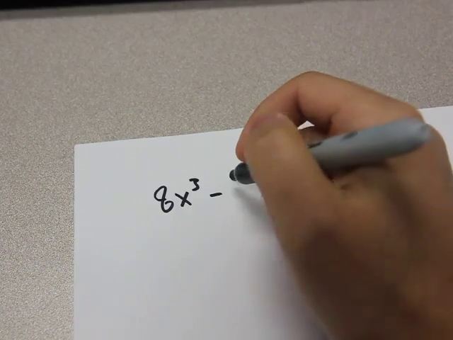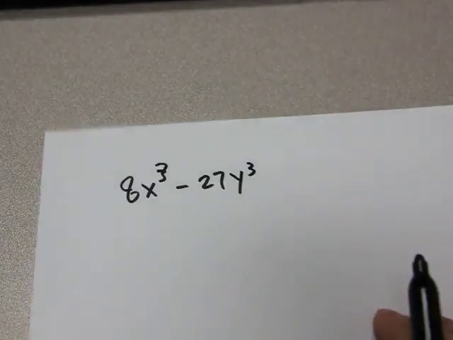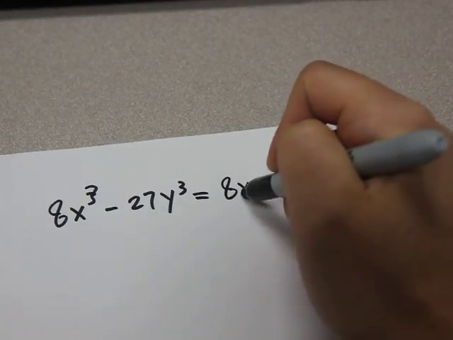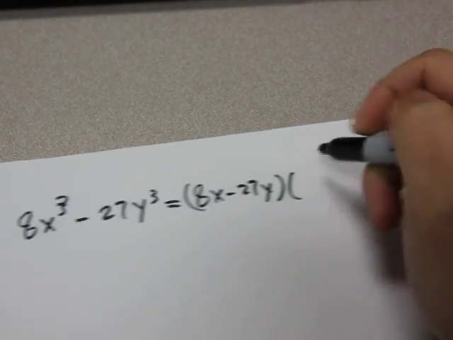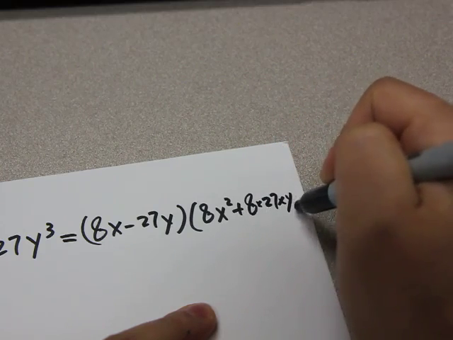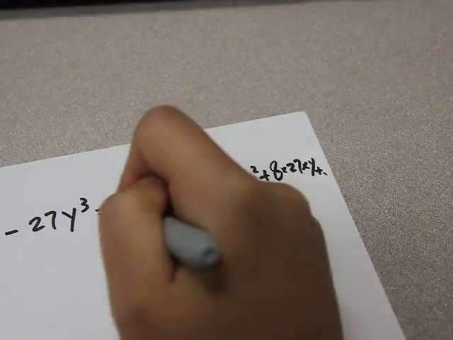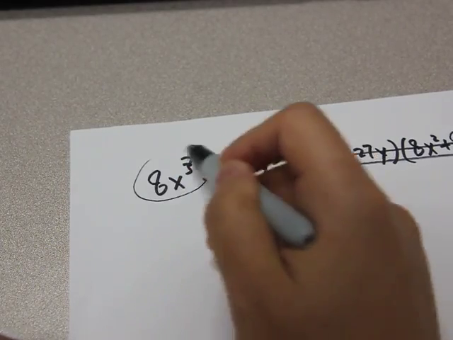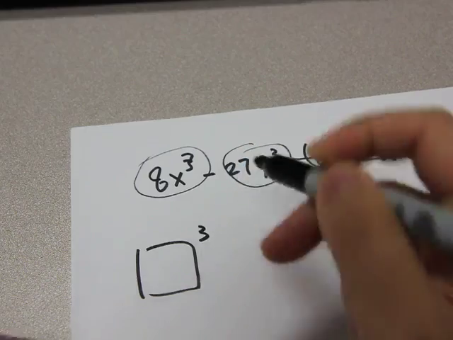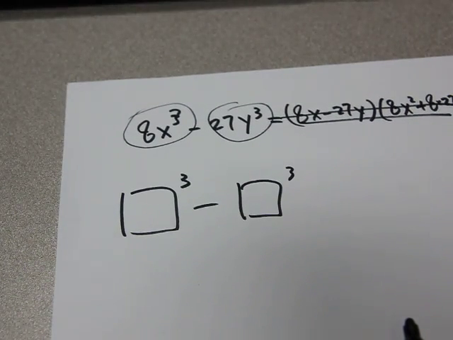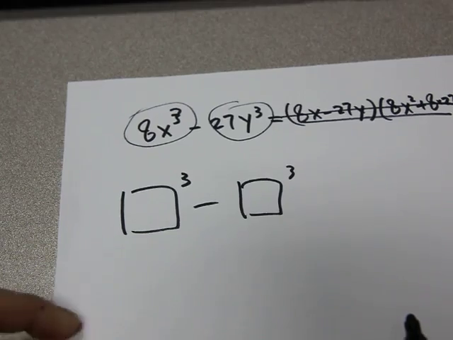So here we have 8x cubed minus 27y cubed. Now, a common mistake students make is they write this into 8x minus 27y and 8x squared plus 8 times 27xy plus 27y squared. Now this is incorrect. This is wrong. Because first you need to write the whole thing, the first term and the second term, into a cube of something. Then you can know what is a and what is b in the formula.